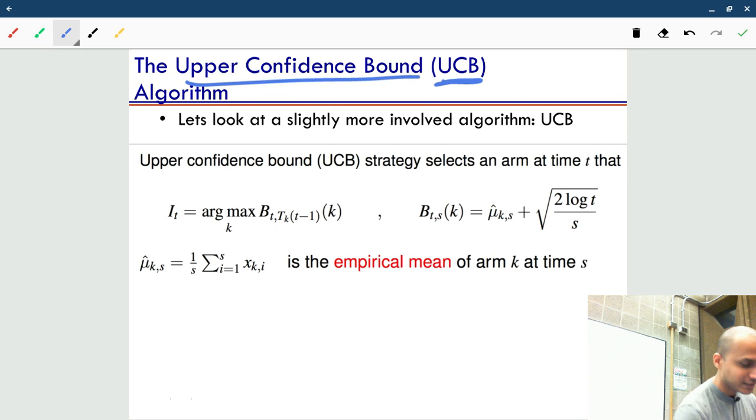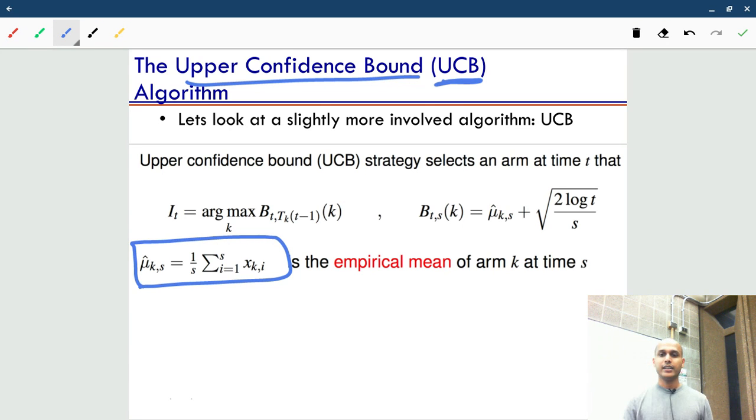So what's the strategy? The strategy has a name, upper confidence bound, okay? So what does it do? Let's focus on this square first, the one I squared up. It's basically saying after S rounds, as in S interactions, average out the rewards that you got for the kth arm. Okay, average the rewards that you get.